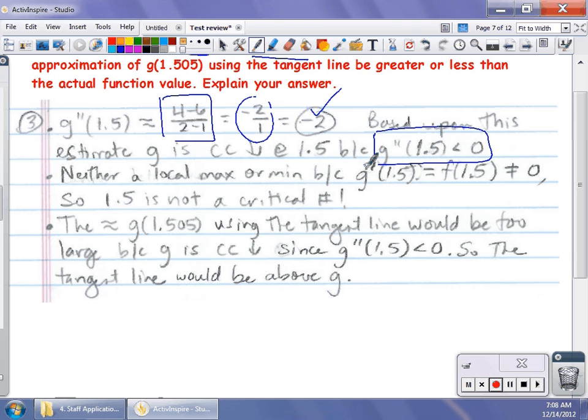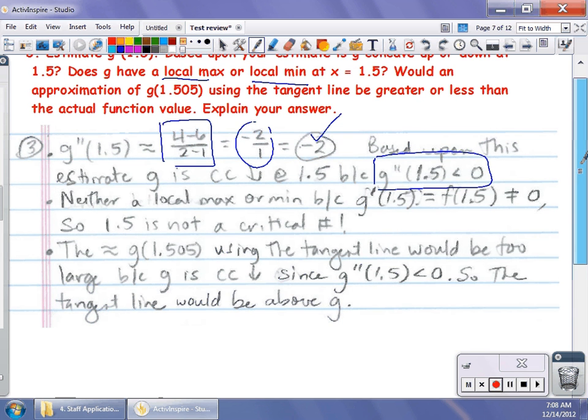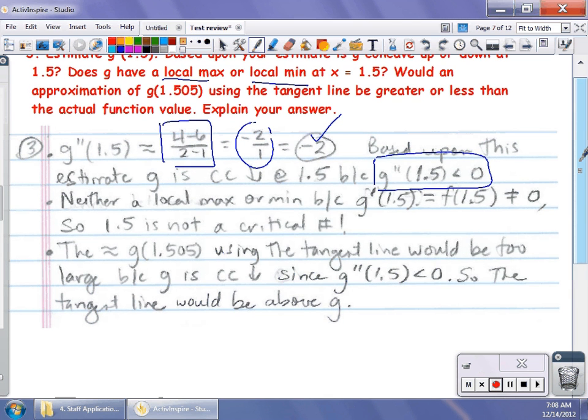Can't be a local max because 1.5 is not a critical number. And then finally, the last thing we were asked to figure out is would an approximation of the original function at 1.505 using the tangent line be greater or less than the actual function value? Well, we already established that at 1.5 the function is concave down. Therefore, if the function is concave down, the tangent line would be above, and the approximation would be too large. So just a review of linearization.